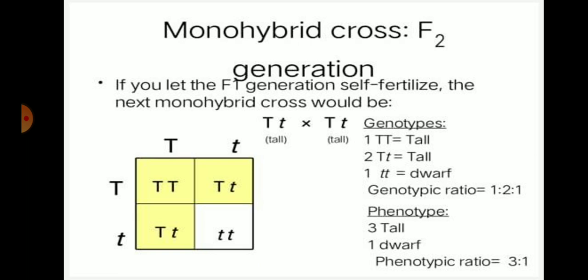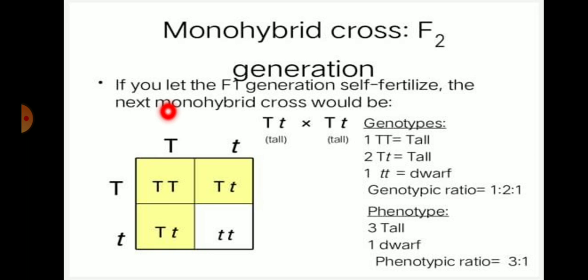So we have to self-fertilize the F1 generation. The F1 generation has the genotype capital T small t, capital T small t. We use the self-fertilization method on the F1 generation to form the second generation, the F2 generation. Both plants show the tall phenotype, but their genotype is capital T small t. So we use the Punnett square to work out the characteristics and genotypes of the next generation.